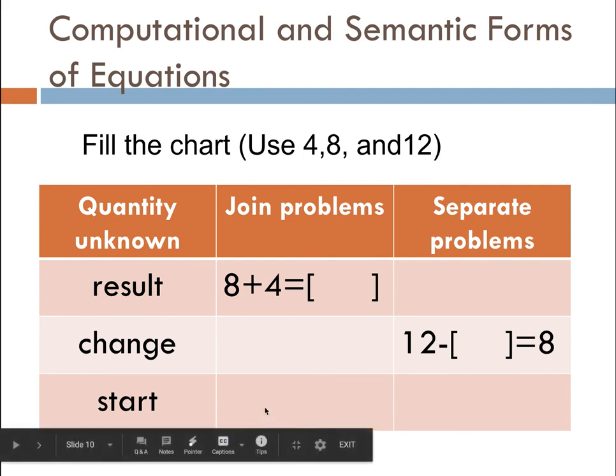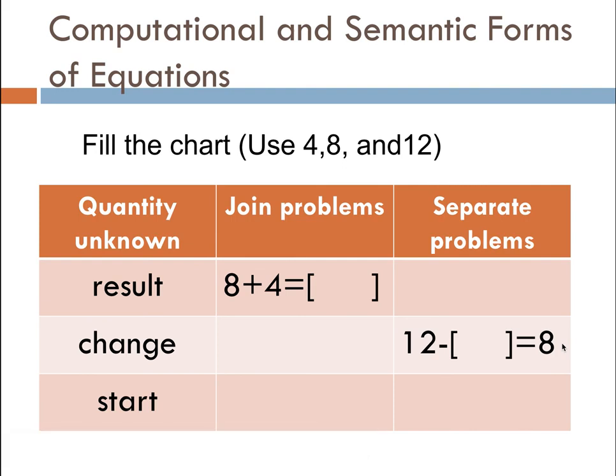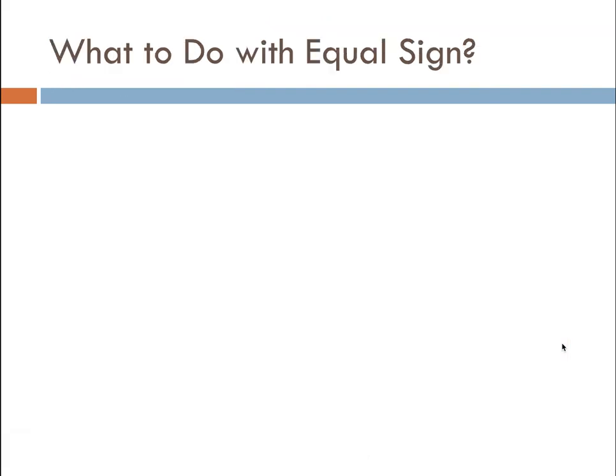Let's make a start unknown with a join problem. Start is unknown, so unknown plus 4 is equal to 12. And you can find that unknown value there. In separated problem, start is unknown. You're separating some number like 4 and the result is given. So it is 8. So you can fill in the chart, right? So I want you to complete the chart in your notebook. And let's move on to this.